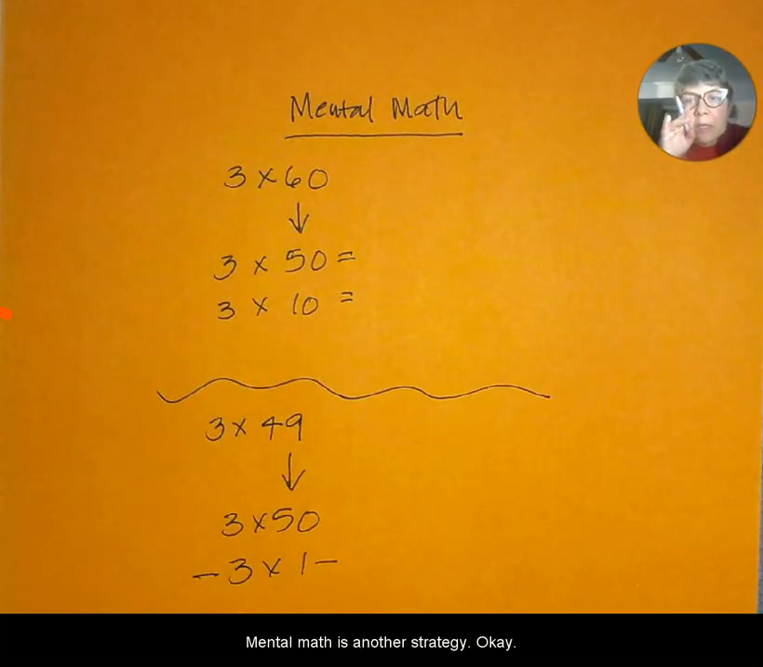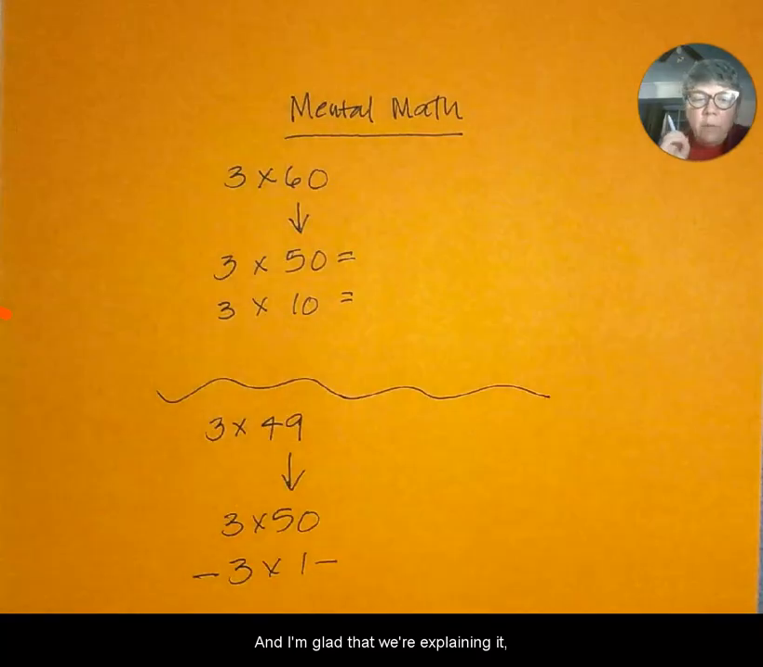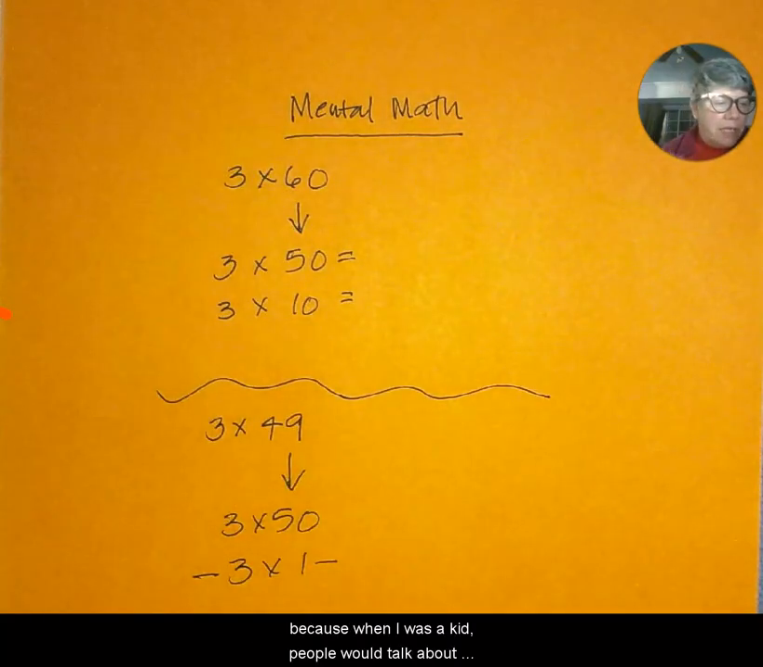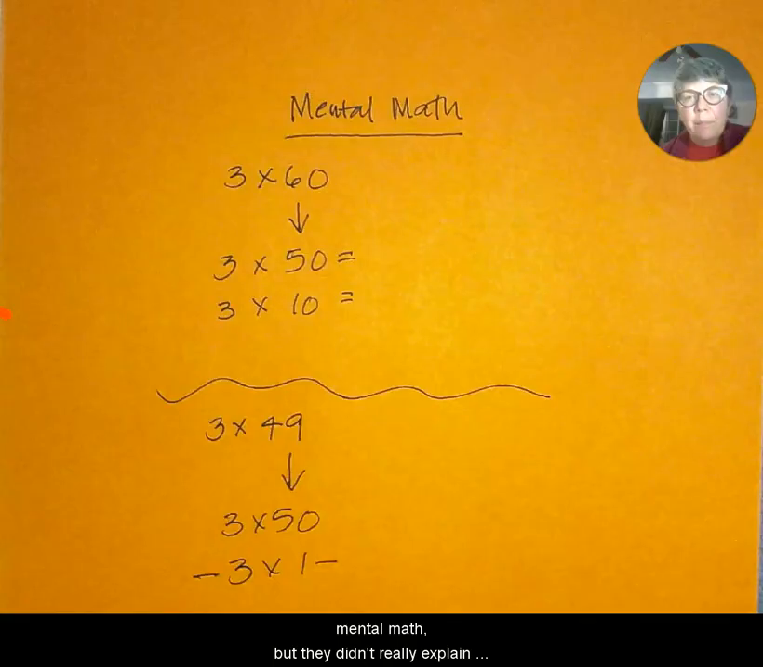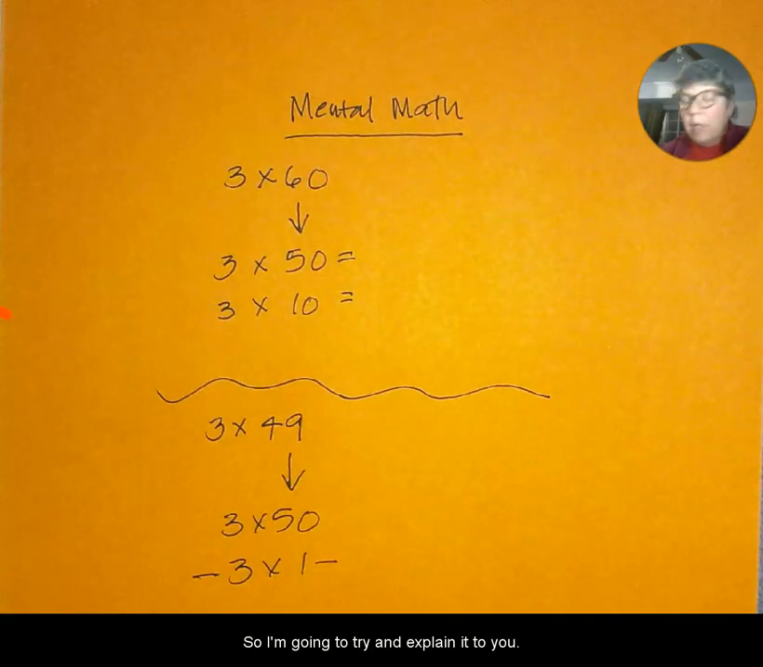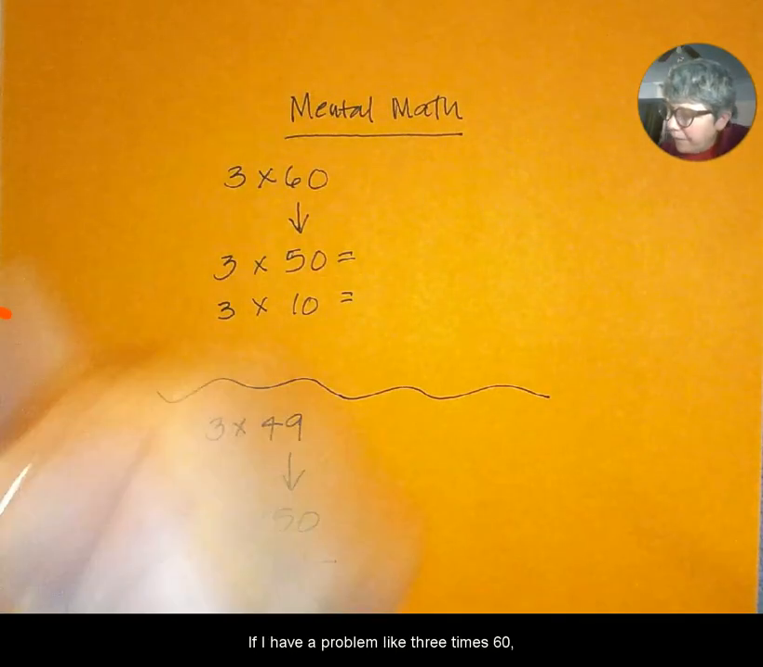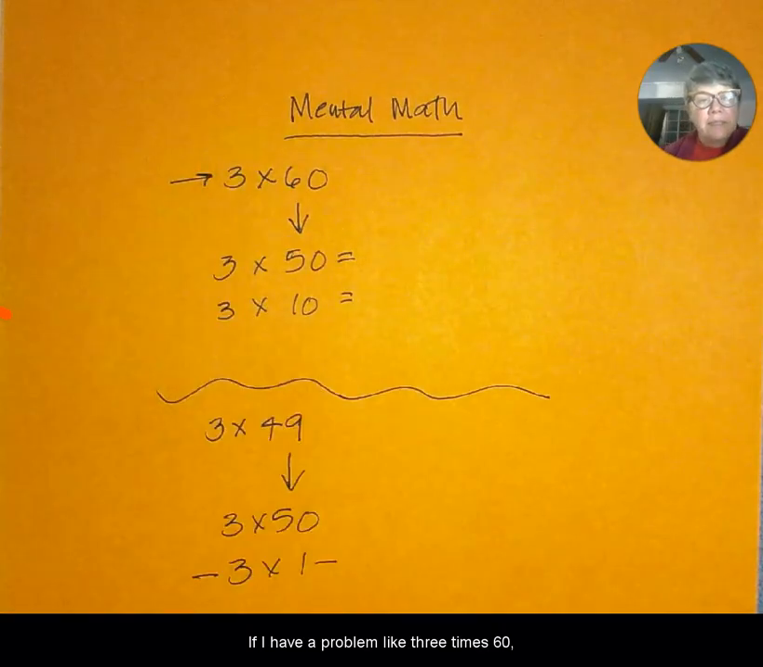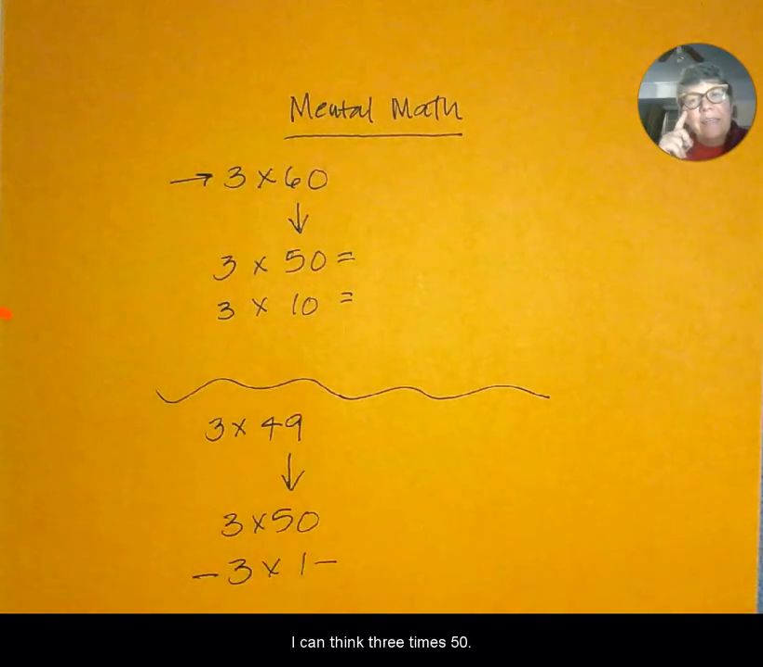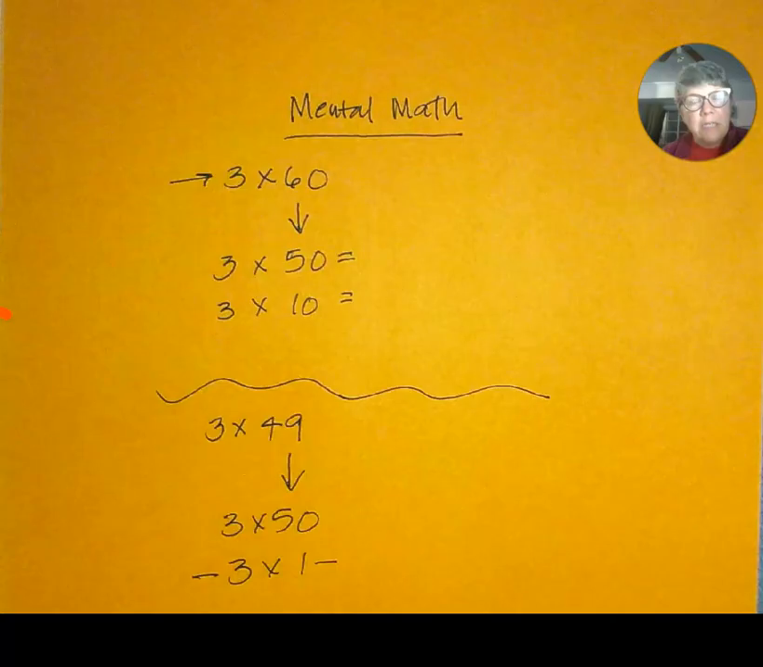Mental math is another strategy, okay? And I'm glad that we're explaining it, because when I was a kid, people would talk about mental math, but they didn't really explain it. So I'm going to try and explain it to you. If I have a problem like 3 times 60, I can think 3 times 50, right?